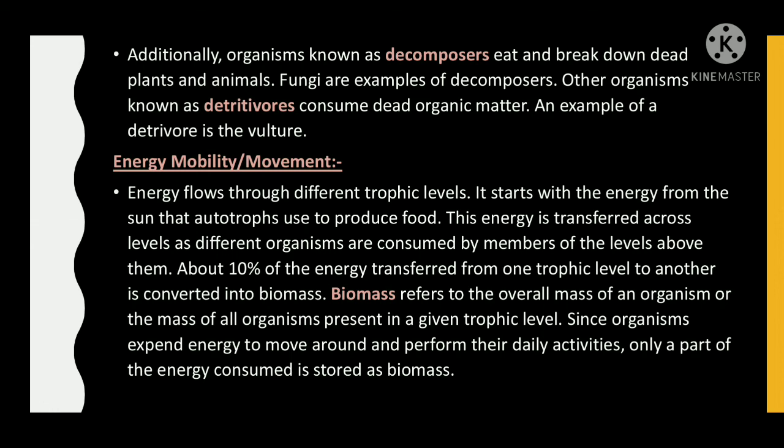Energy mobility, or movement. Energy flows through different trophic levels. It starts with the energy from the sun that autotrophs use to produce food. This energy is transferred across levels as different organisms are consumed by members of the levels above them. About 10% of energy transferred from one trophic level to another is converted into biomass.